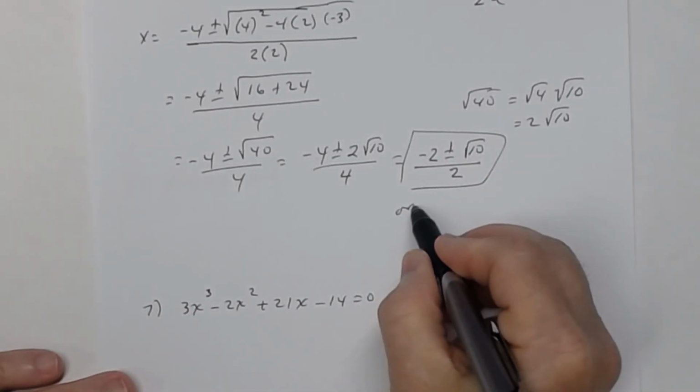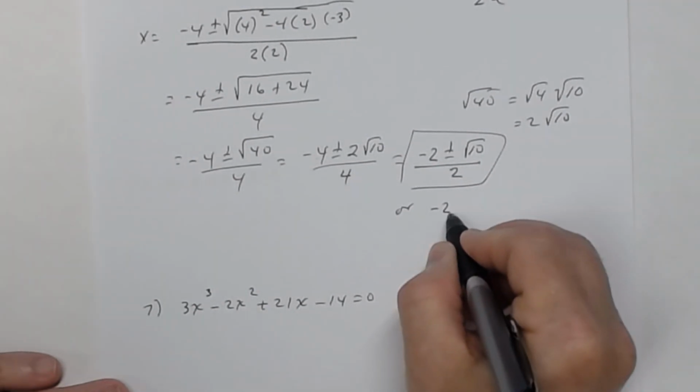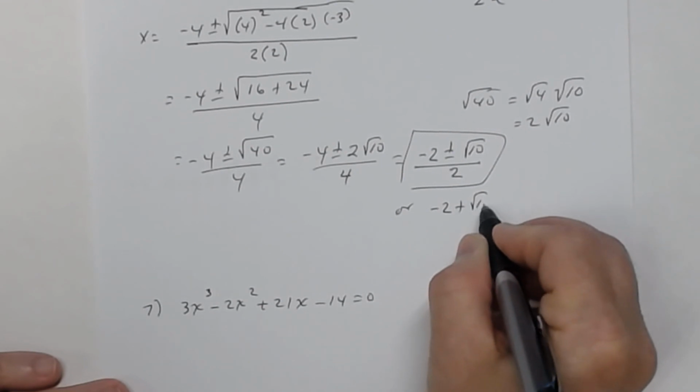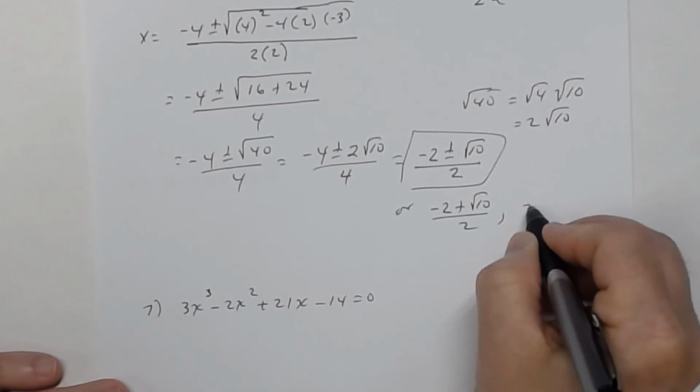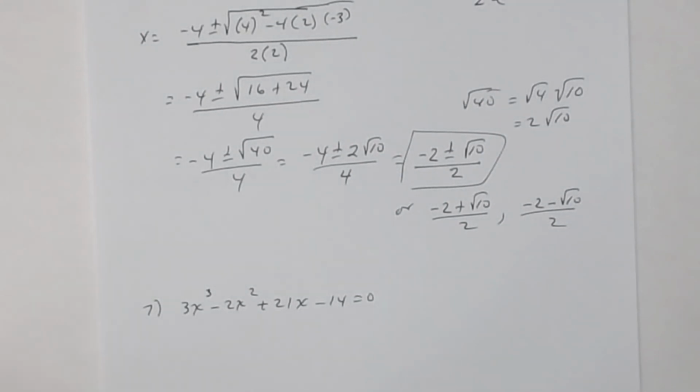Now, if you want to write this as two separate solutions, you can. You could say negative 2 plus the square root of 10 divided by 2, comma, negative 2 minus the square root of 10 divided by 2. That would have been fine as well.